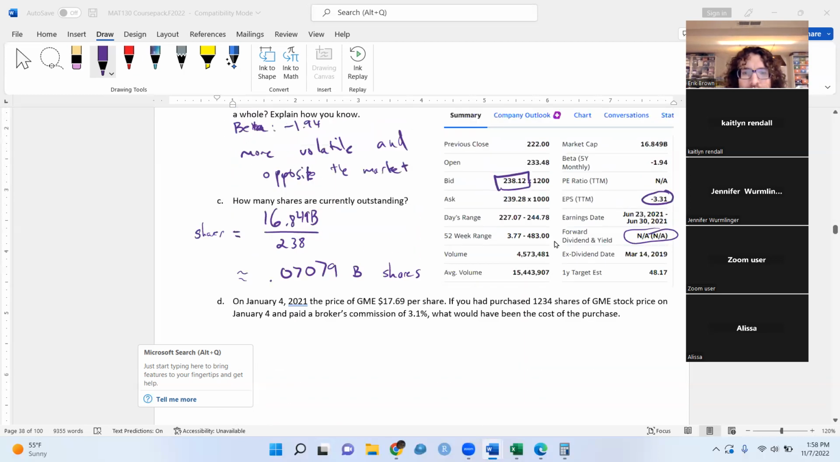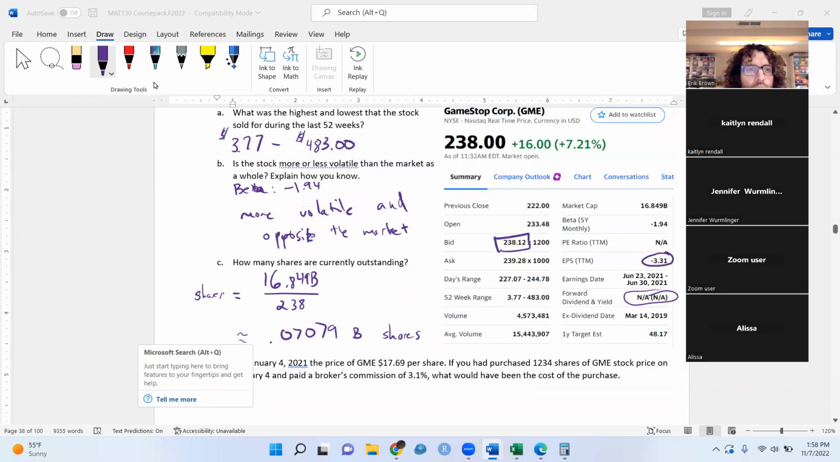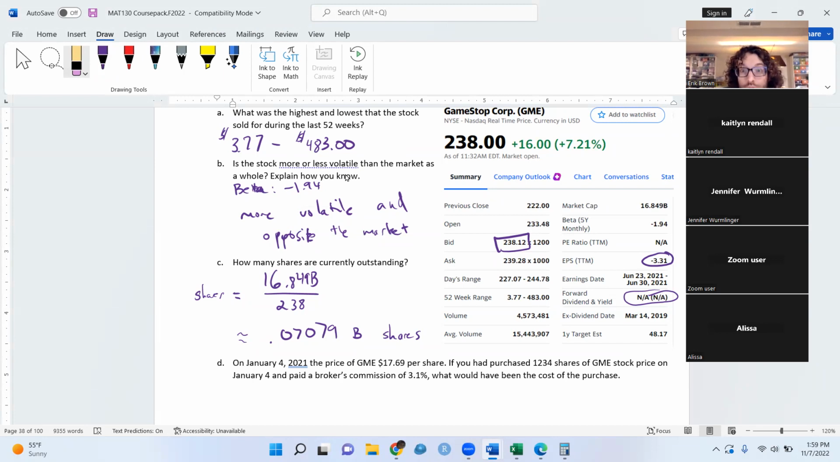Great question. It's per share. One way you can tell is by the price. Because if this is the current price, 238 per share, which is what this is, there's no way someone's going to sell you 1,200 shares total for 238. I mean, that's an insane deal, right? So that's one way to keep track of that.